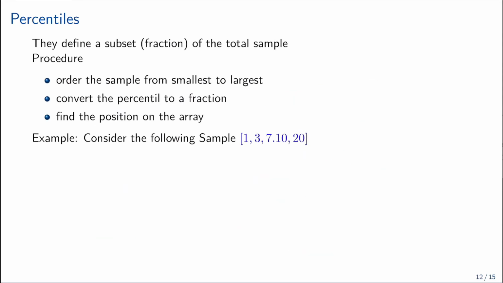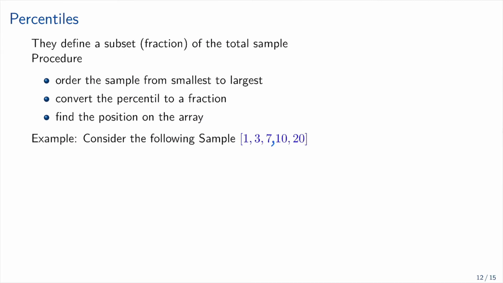We can go not just divided by 4, but we can divide by any number. So in that case, we are going to have a percentile. A percentile will define a fraction of the total sample, or a percentage of the total. So how do we do it? Basically we proceed as before. We order the sample from the smallest to largest. We convert the percentile to a fraction and find the position on the array.